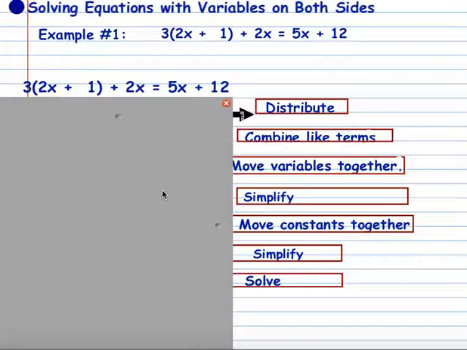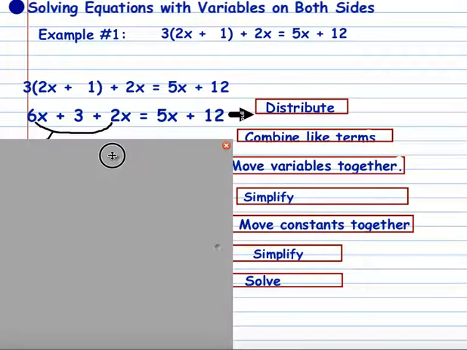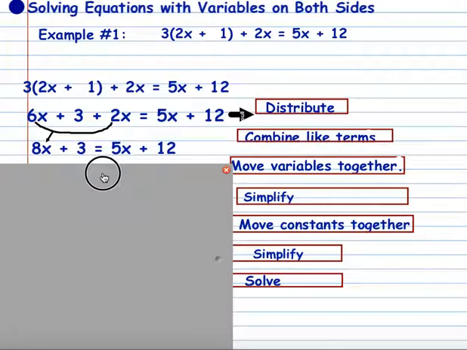So if we look at this example right here, we have 3 times the quantity 2x plus 1 plus 2x equals 5x plus 12. First, like our steps say, we need to distribute. We're going to take this 3, multiply it to the 2x, and the 3 to the 1, so that we have 6x plus 3 plus 2x equals 5x plus 12. Then we look and see, okay, on the left side, is there anything that we need to combine? And we would say yes. The 6x and 2x are like terms, so we need to add them together, so that we get 8x plus 3 equals 5x plus 12.